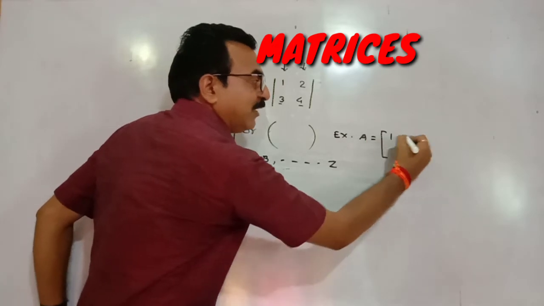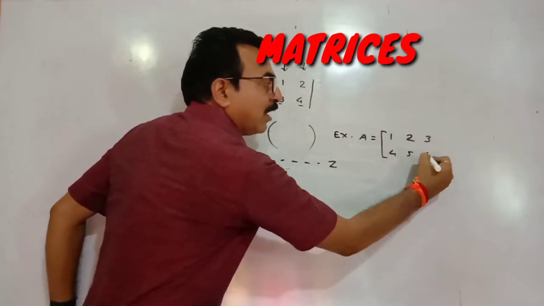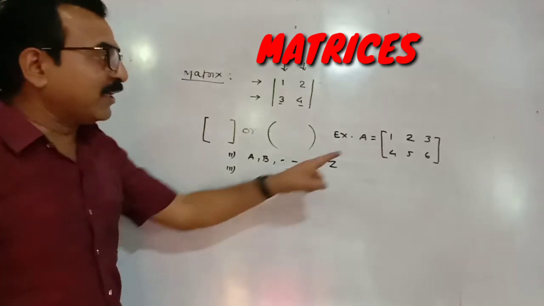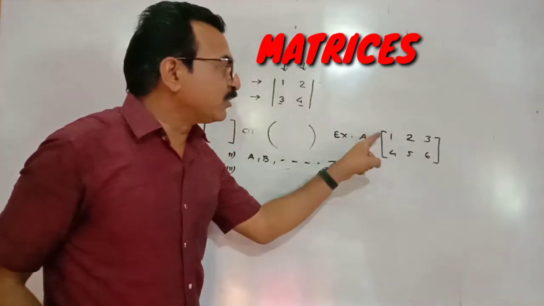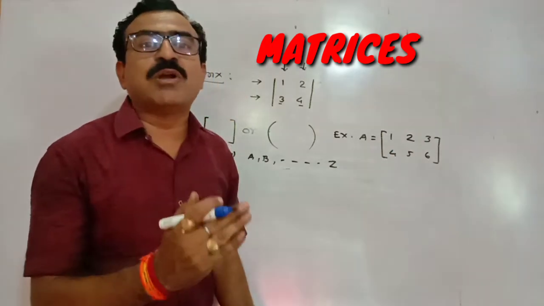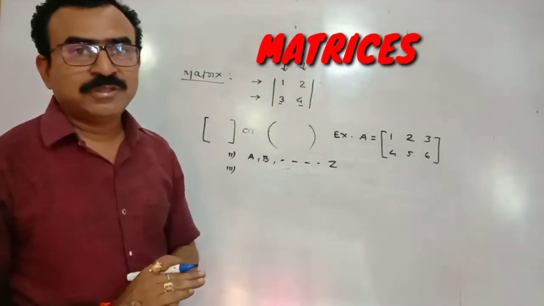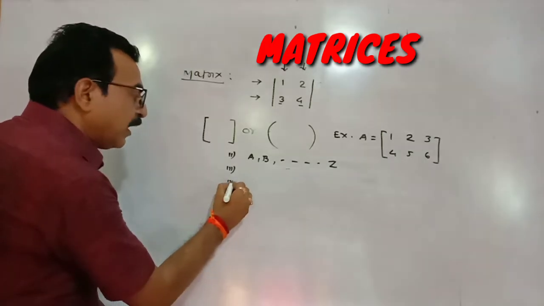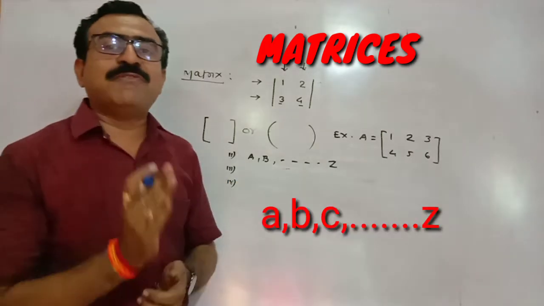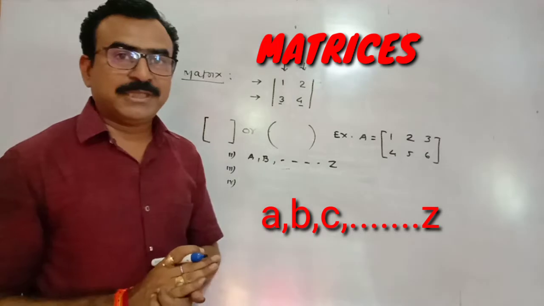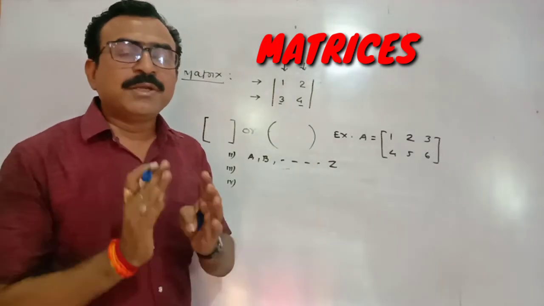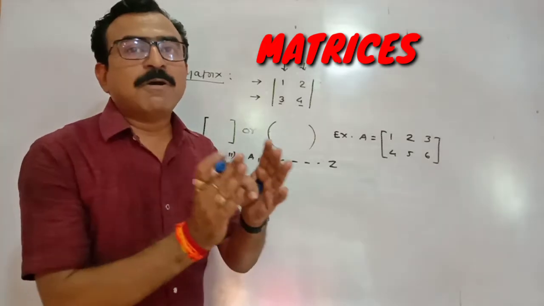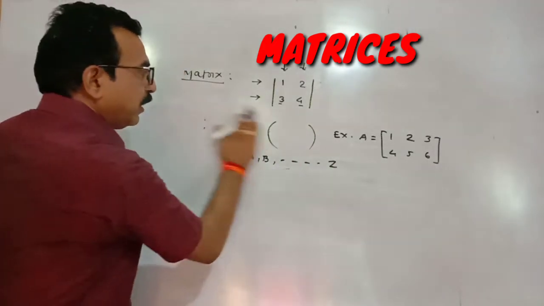suppose this is matrix A. Okay. So matrix A is formed from the numbers 1, 2, 3, 4, 5, 6. So these numbers 1, 2, 3, 4, 5, 6 are called elements of the matrix. Understood? And an element of a matrix is always denoted by a small letter, from a to z. Understood? Now let us learn about the position of an element.